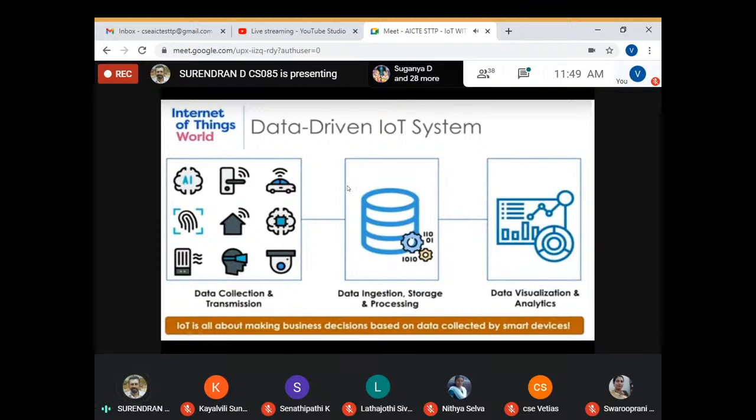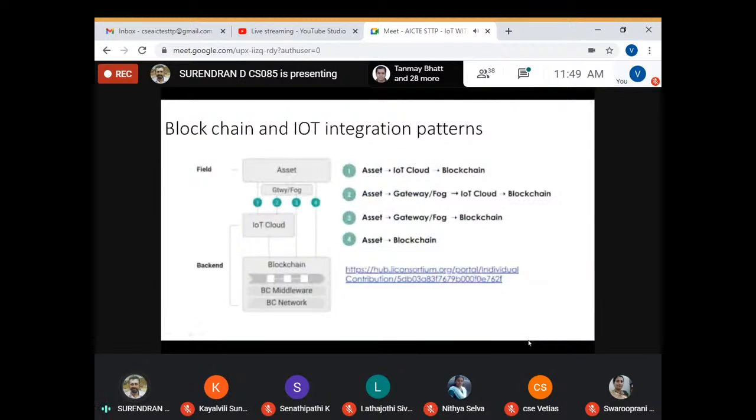Here we have data collection and transmission, the data ingestion, storage, and processing plane, and data visualization and analytic planes. So it's about making business decisions based on the data collected by the smart devices. As I told you, the first interaction is asset, IoT cloud, and blockchain. The second interaction is between the asset, the gateway or the fog, and the IoT cloud using blockchain. And the third interaction is asset, gateway or fog, and then blockchain, or the asset directly to the blockchain. The detail about this is available in this particular link.